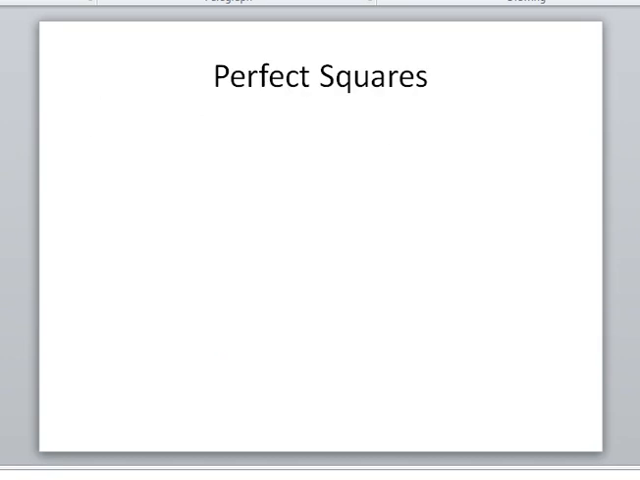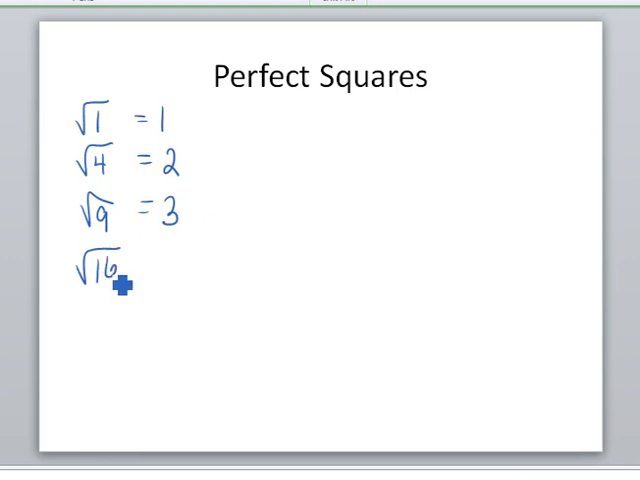Let's first write down all our perfect squares. A perfect square is something where you say 1 times 1 is 1, so I know the square root of 1 is 1. 2 times 2 is 4, so I know the square root of 4 is 2. 3 times 3 is 9, so I know the answer is 3.